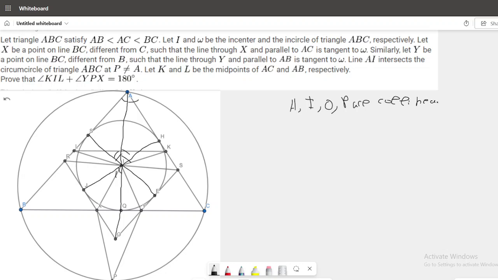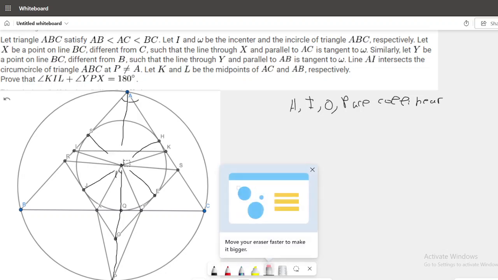And I'm just going to connect this. Now, I've let these lines intersect the segments AB at R and AC at S. Now I'm going to remove these temporary lines and I'll maybe add them if needed later.